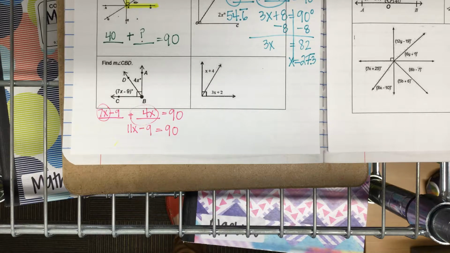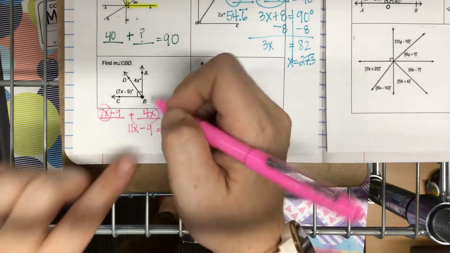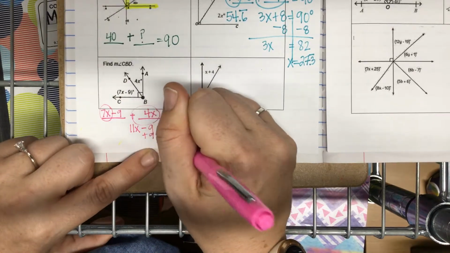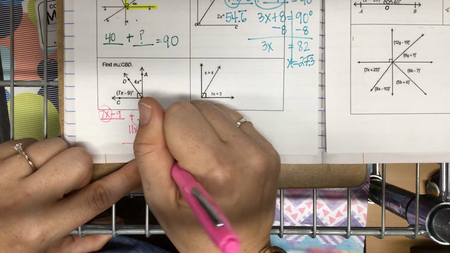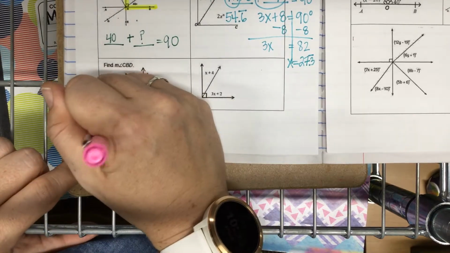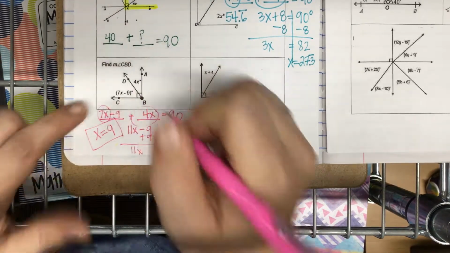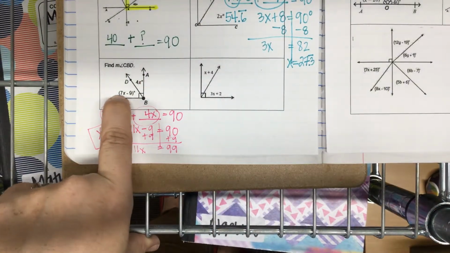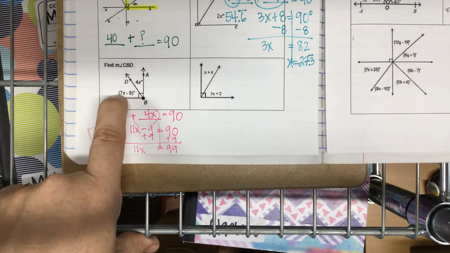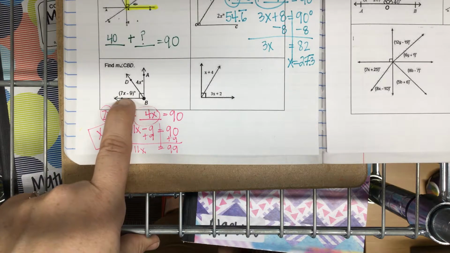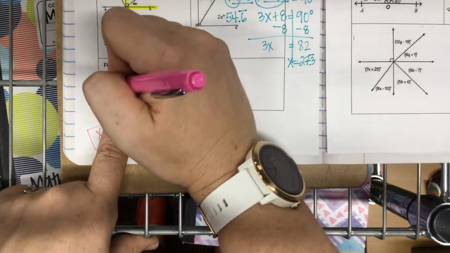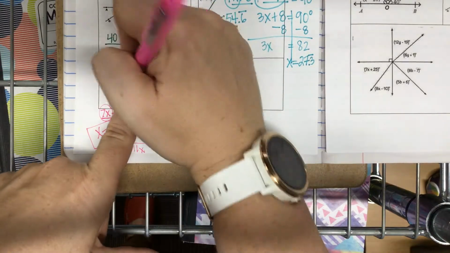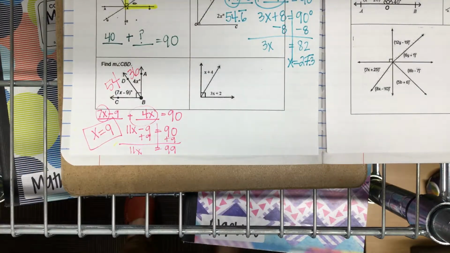Now what? Add 9, then divide by 11. Excellent, you guys. What does x equal? 9. Can you figure out each angle? Figure it out. 7 times 9 minus 9 is 54. And 4 times 9 is 36.